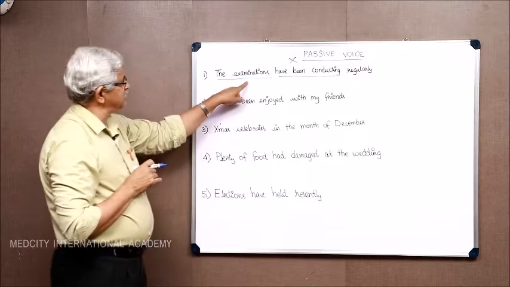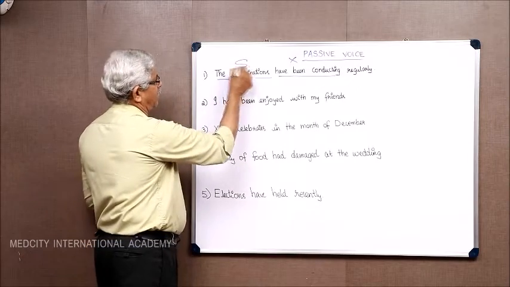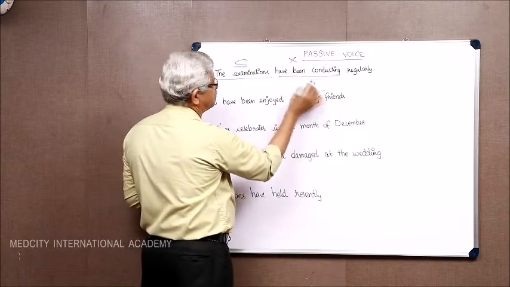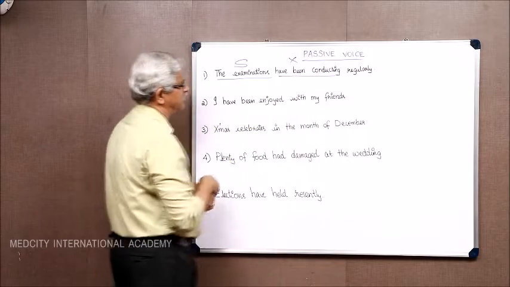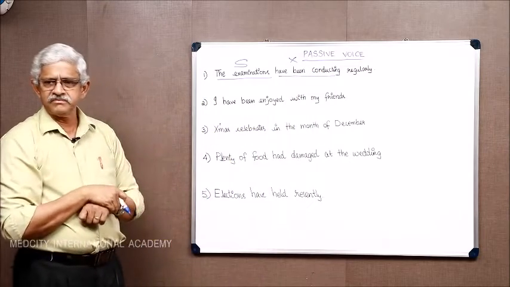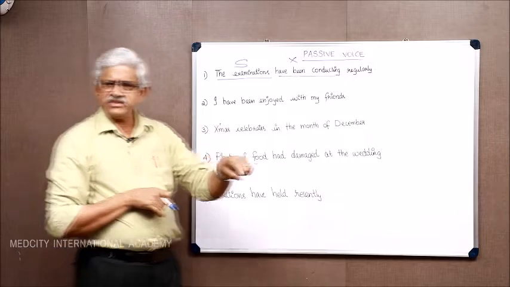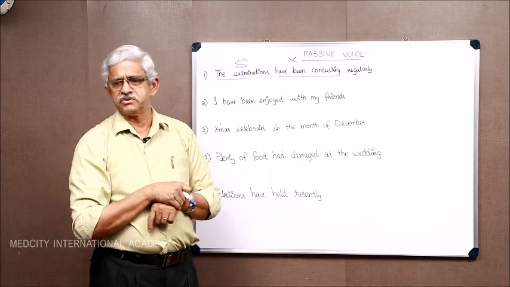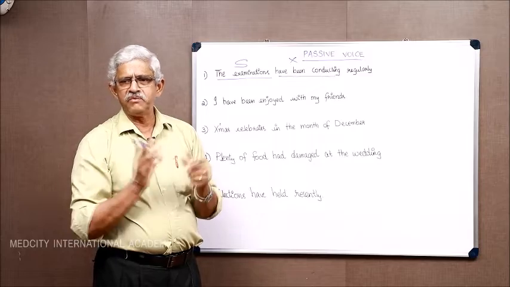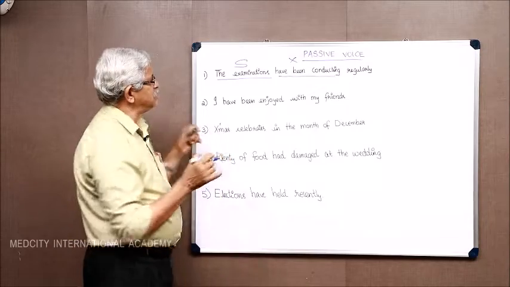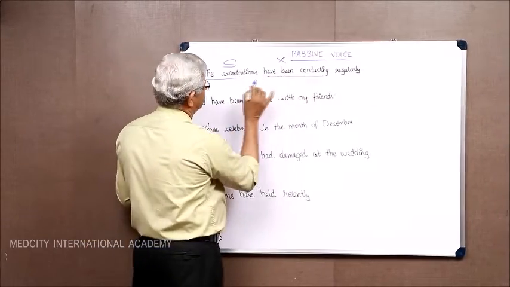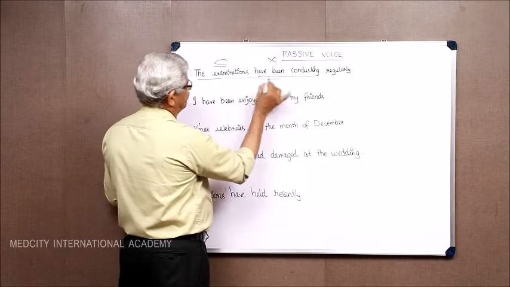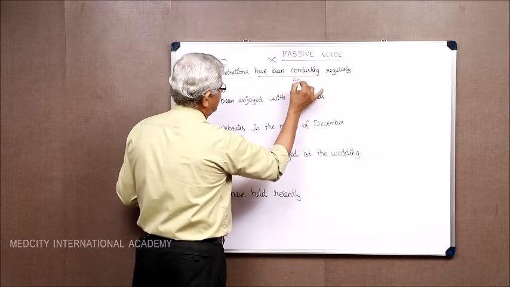because examinations is the subject and the verb is written in active voice. This is an active voice verb, have been conducting. This examinations is the victim. So we want a passive voice. Understand? We want a passive voice. So we shall change this verb and we shall write, the examinations have been conducted.